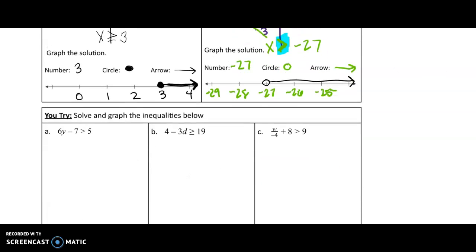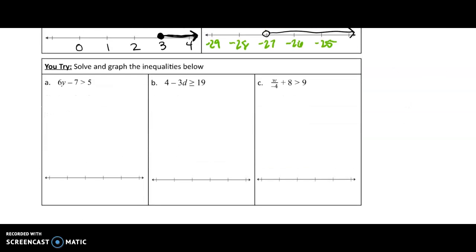So now I want you to do the triads on your own, and then you'll come back and check your answers with mine.